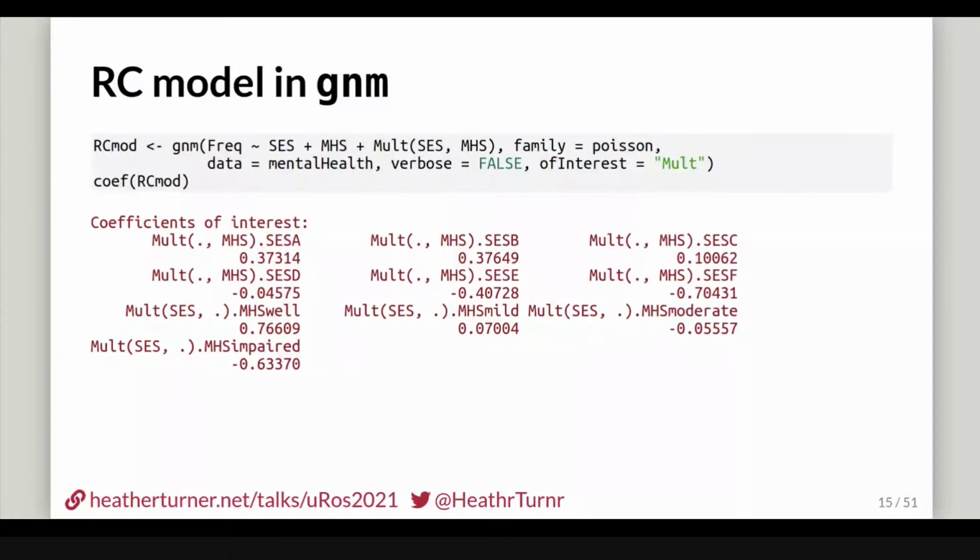And ofInterest picks out the coefficients of interest. So when we print the model or we print the coefficients, it will only show those coefficients from the multiplicative term because we can end up with quite a lot of coefficients in these models. So sometimes it's helpful to say, well, I'm only really interested in these ones and just return that.